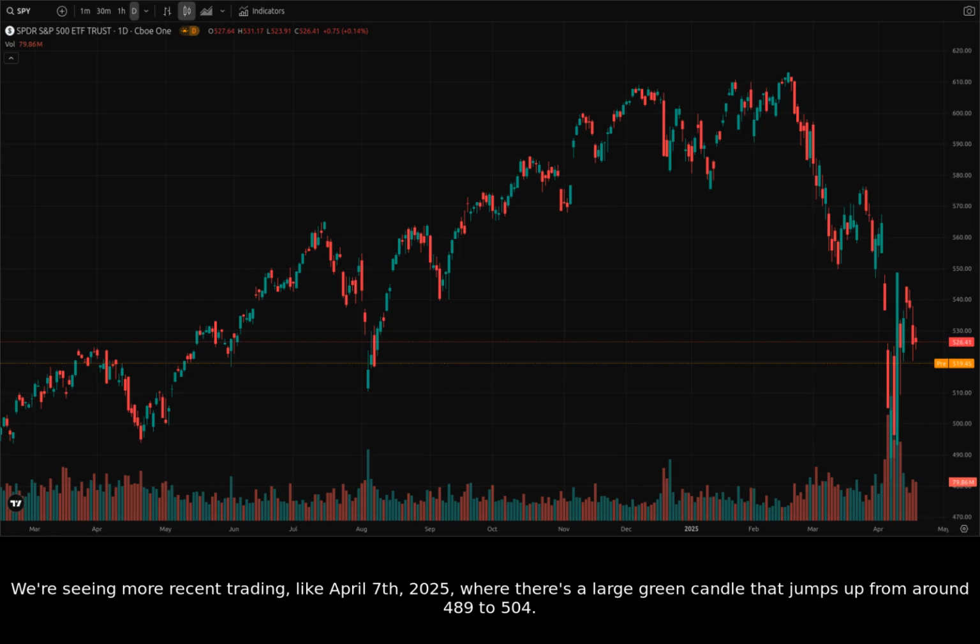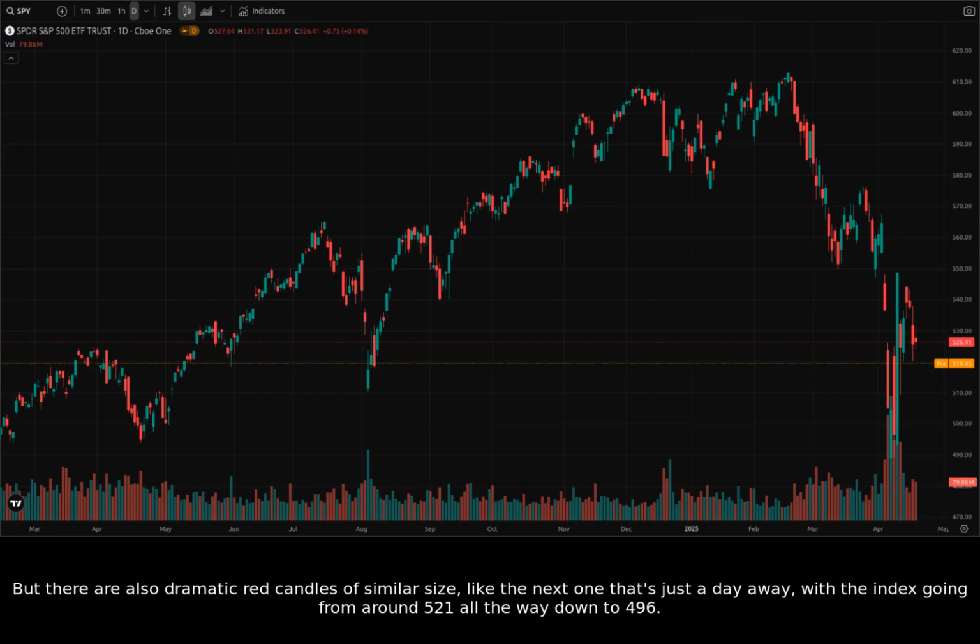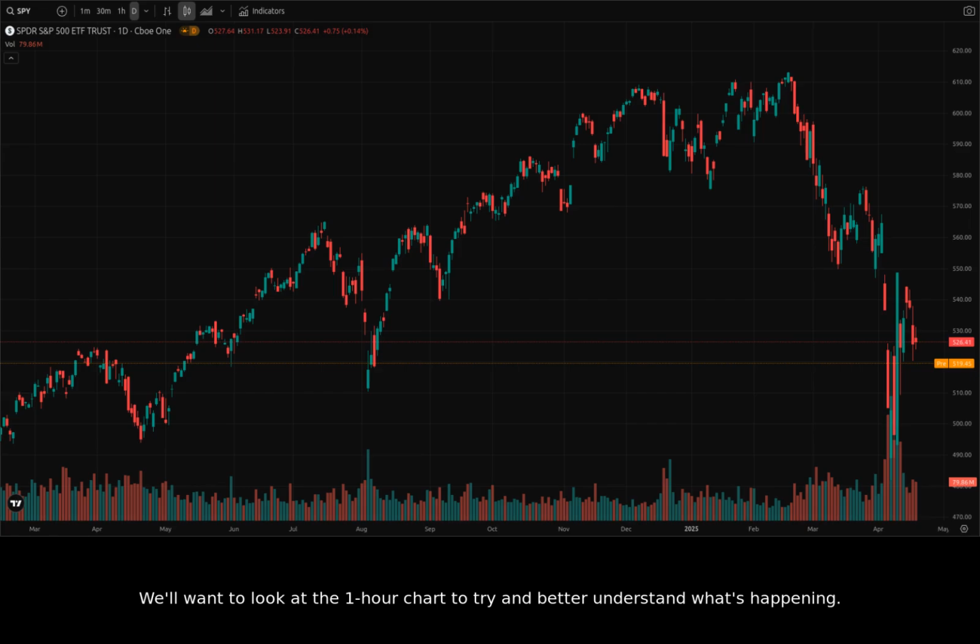We're seeing more recent trading, like April 7th, 2025, where there's a large green candle that jumps up from around 489 to 504. But there are also dramatic red candles of similar size, like the next one that's just a day away, with the index going from around 521 all the way down to 496. We'll want to look at the 1-hour chart to try and better understand what's happening.